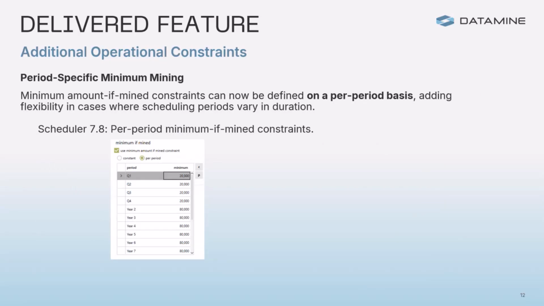We've added the ability to specify the minimum mining constraint. So if you're mining something, what's the minimum amount that needs to be mined on a per period basis? So if that's something that changes throughout the duration of your schedule, that's much easier to control now. And it's also useful if you have different lengths of periods. So if you start with quarters and then end up to years, obviously the minimum amount that you might want to apply would be different because the length of the period is different.